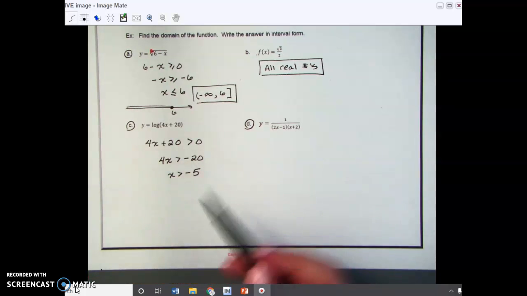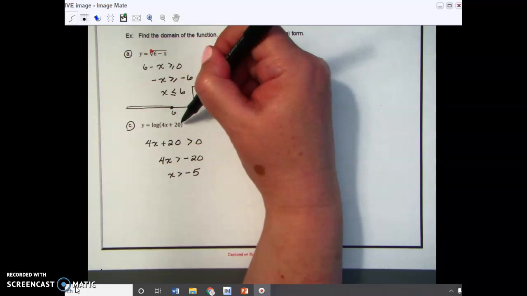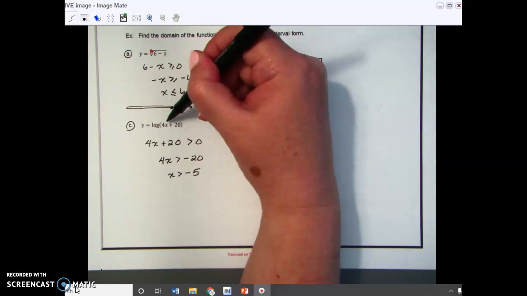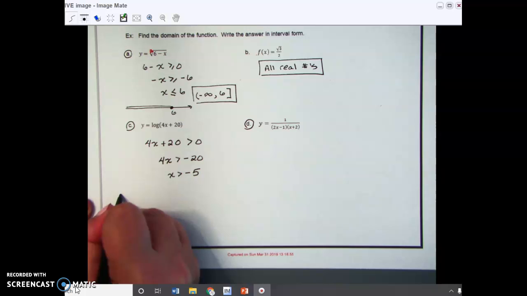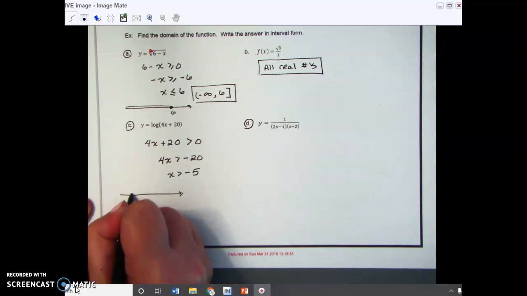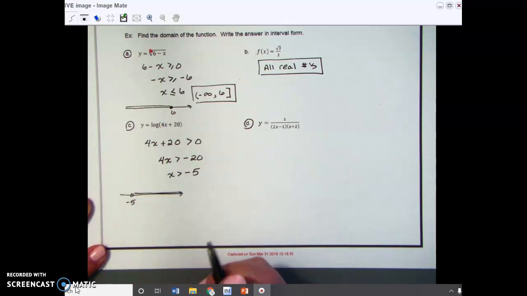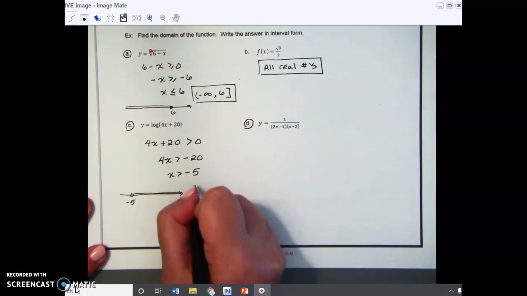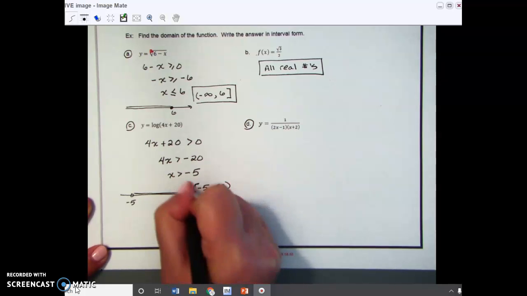Now notice, when I plug in negative 5, I get negative 20 plus 20, which is 0. So we cannot be exactly negative 5, but I could be negative 4 because negative 16 plus 20 gives me a positive value. If I look at this on the number line, I'm going to have an open circle at negative 5, and greater than says shaded to the right. Again, I only have one interval to describe, and that's going to be starting at negative 5 with an open parenthesis and going on to positive infinity.